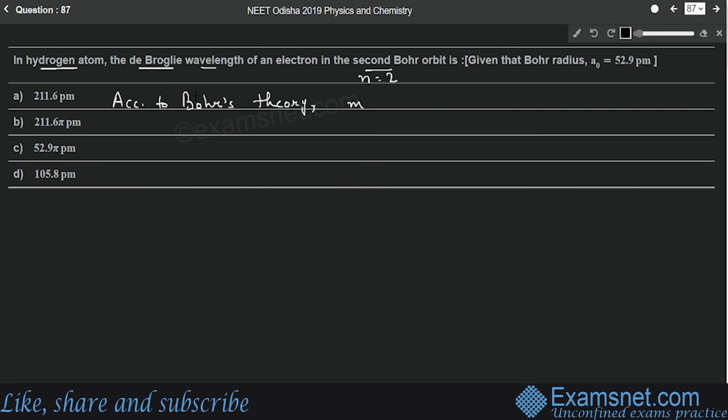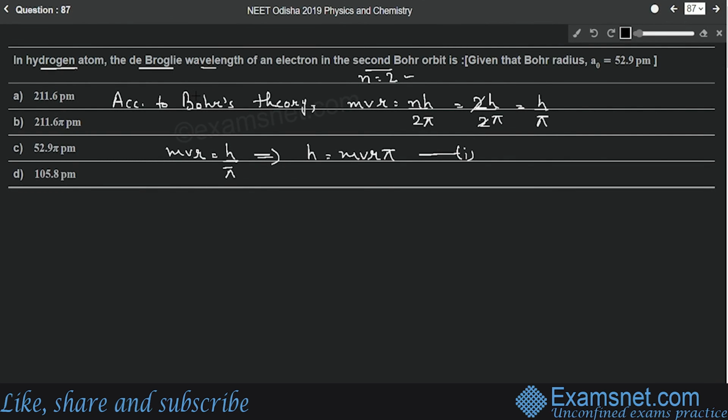angular momentum, that means mvr is equal to nh by 2 pi, and n is equal to 2 here, so that will be equal to 2h by 2 pi. 2 will be cancelled, so only h by pi will be left. That means mvr is equal to h by pi. So what will be the value of h? It will be equal to mvr into pi. Now let's assume this is equation number 1.